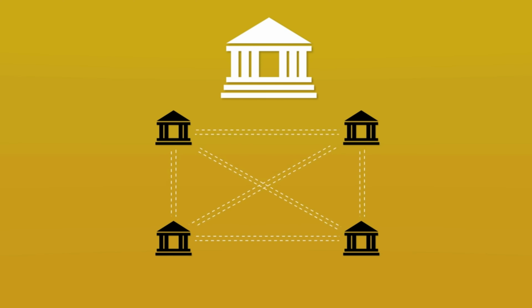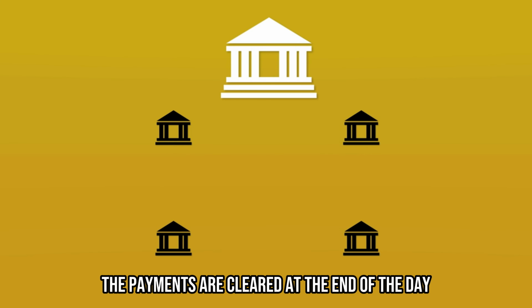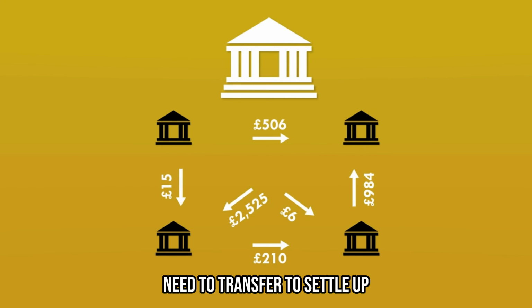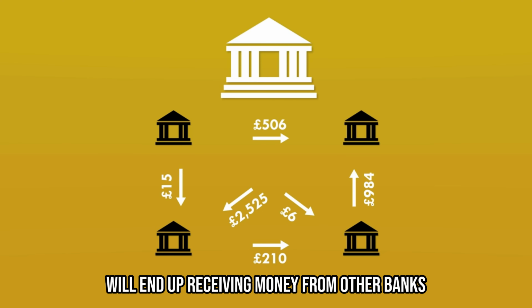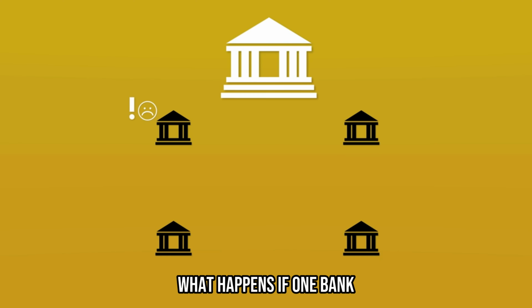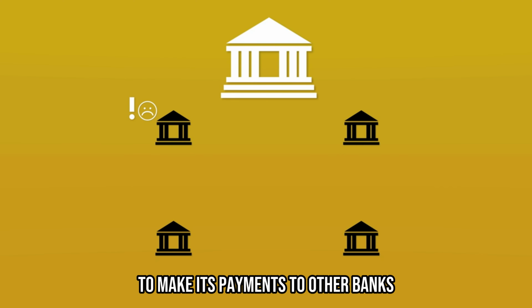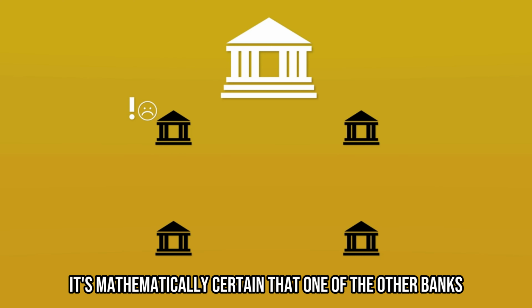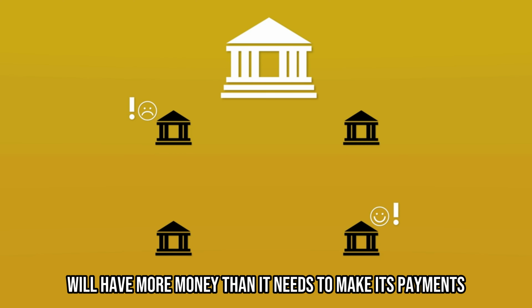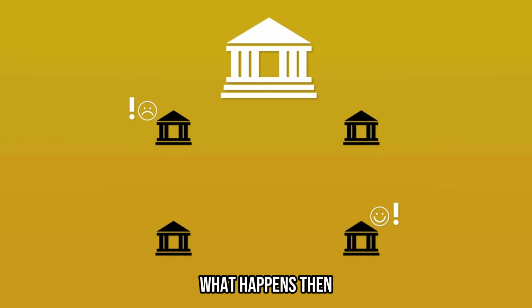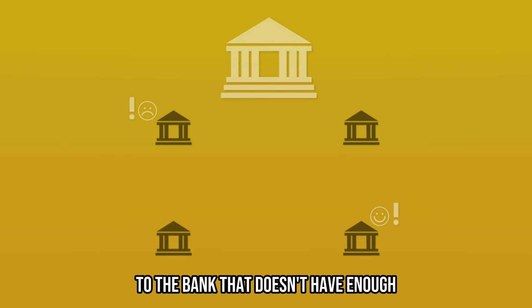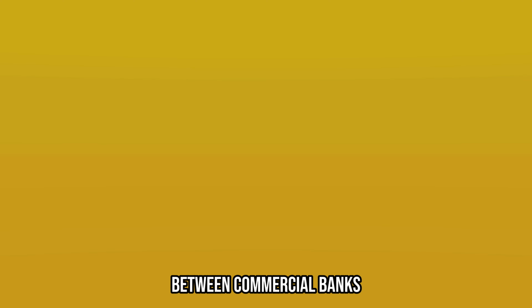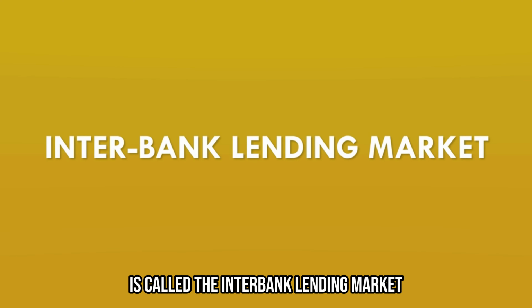So, when all the payments are cleared at the end of the day and the banks find out how much they actually need to transfer to settle up, some banks will end up having to pay money to other banks, and other banks will end up receiving money from other banks. What happens if one bank doesn't have enough central bank reserves at the end of the day to make its payments to other banks? Well, because it's a closed-loop system, it's mathematically certain that one of the other banks will have more money than it needs to make its payments. What happens then is that the bank that has more central bank reserves than it needs lends some of them to the bank that doesn't have enough. This lending of central bank reserves between commercial banks is called the interbank lending market.